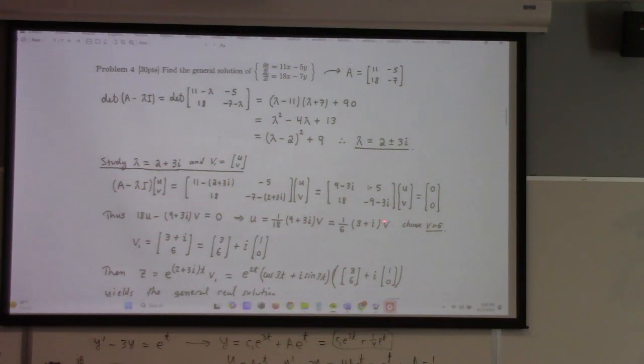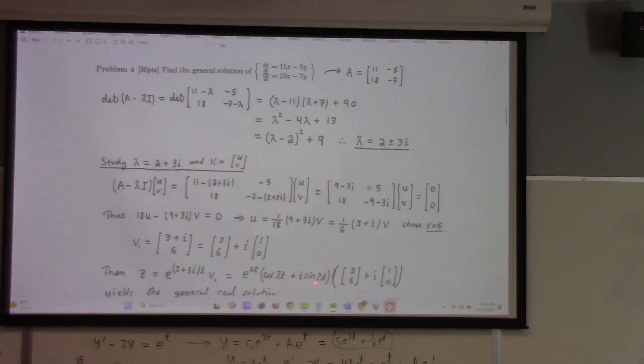I recommend a choice that kills fractions. That's why I put 6 here, because then I don't have sixths in my answer. So I've got 3 plus i over 6 because I chose v equals 6, and that makes u 3 plus i. So I put that in. That's the real part of my complex eigenvector, and that's the imaginary part. And when I look at this, this is my complex solution.